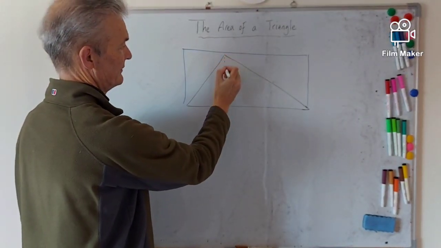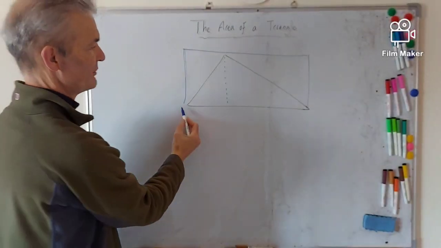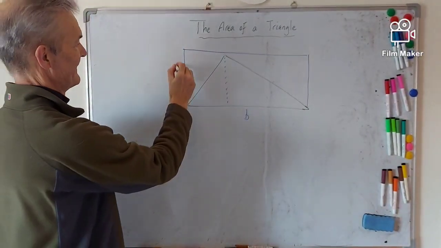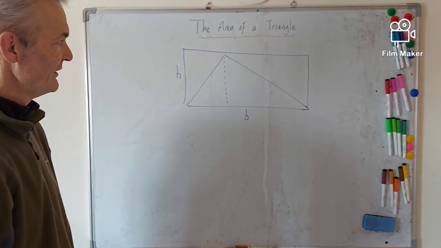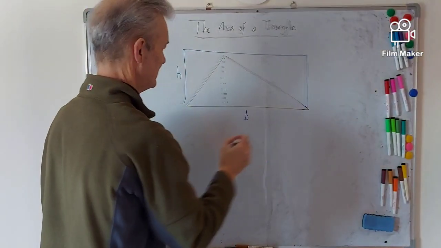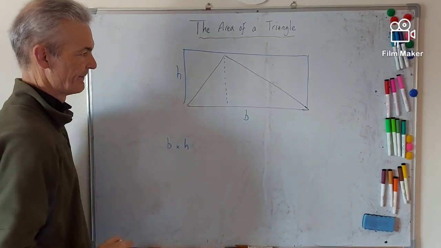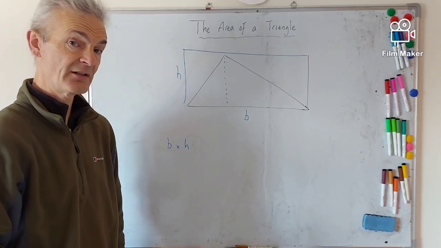Now I'm going to drop a perpendicular there. Now if I call this B for the base and I call that H for the height, hopefully you can see that the area of the rectangle is just B times H. And hopefully you can also see that the triangle is half that.